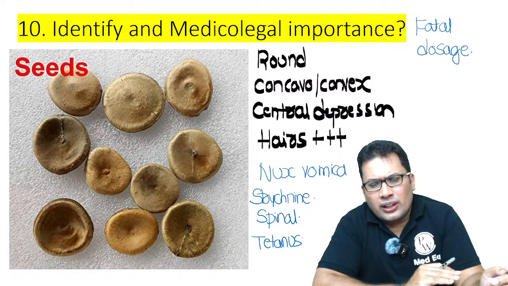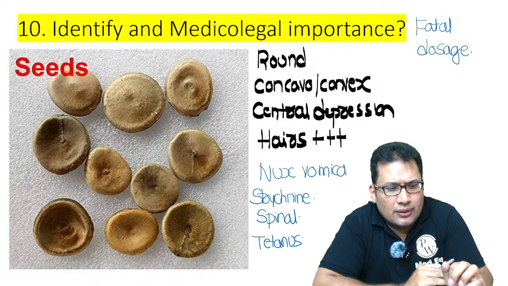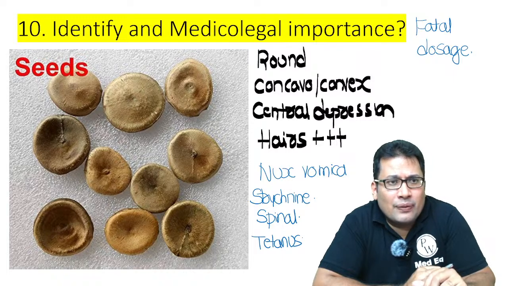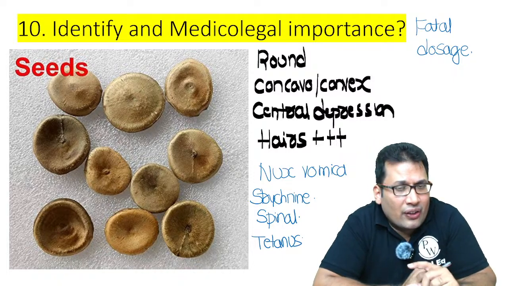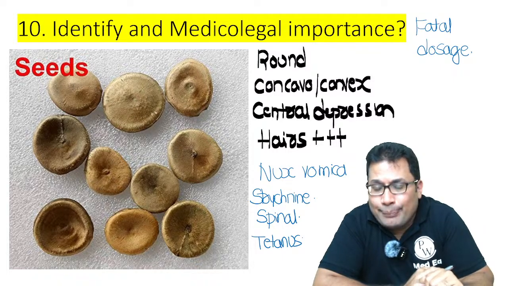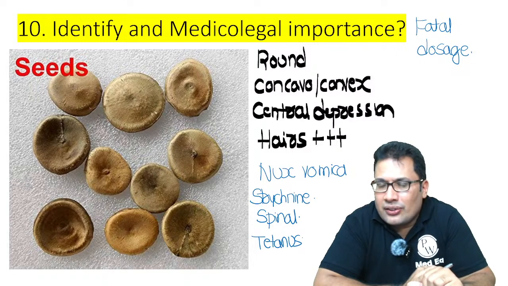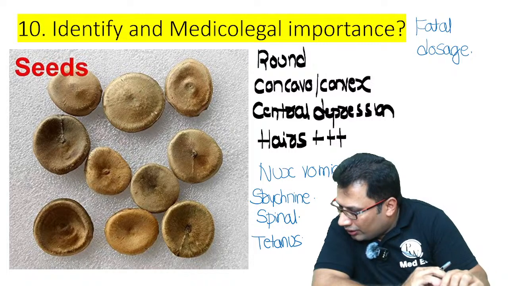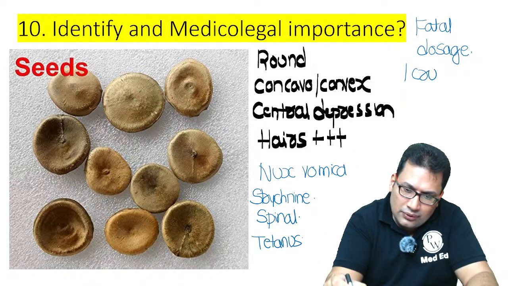So medico-legal importance: it can lead to accidental poisoning and death. Sometimes this Nux vomica powder or strychnine powder is mixed with the drug of abuse. It can lead to sudden death in people who are taking this drug intravenously, that is known as mainlining. It resembles tetanus. One crush seed. Strychnine, Nux vomica. This is one crush seed.